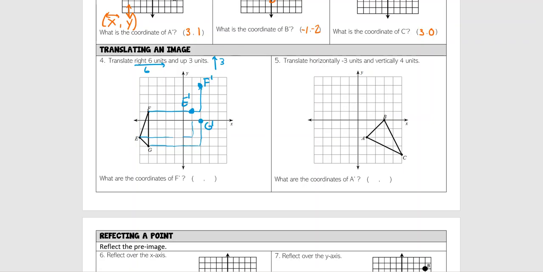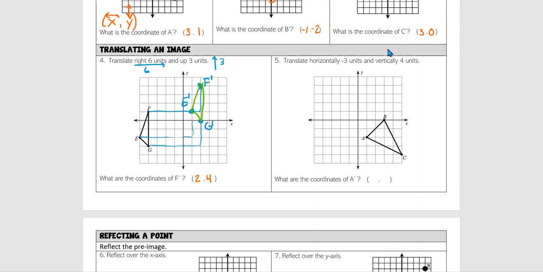My last step here is going to be to connect the dots for my new shape. And when I do that, I see that I have this triangle. If I draw it a little better, it looks exactly the same as the other triangle, just in a new position. And here we want coordinates of F prime. So we're going 2 units to the right from the origin, and then up 1, 2, 3, 4 units. So F prime is at (2, 4).